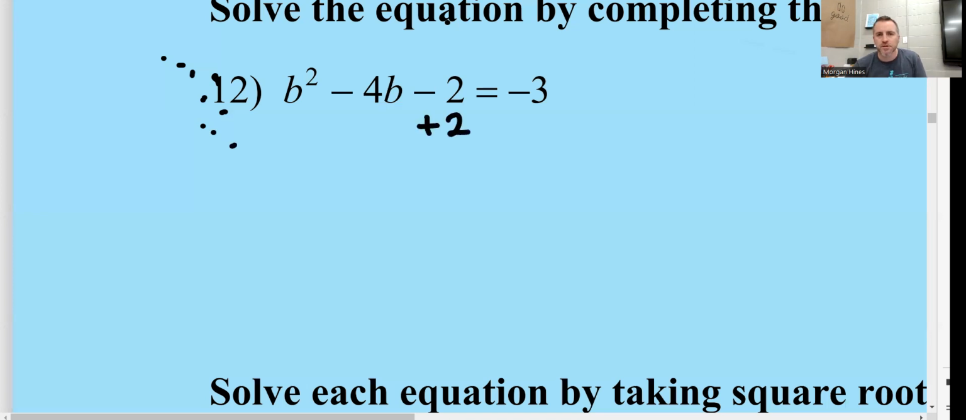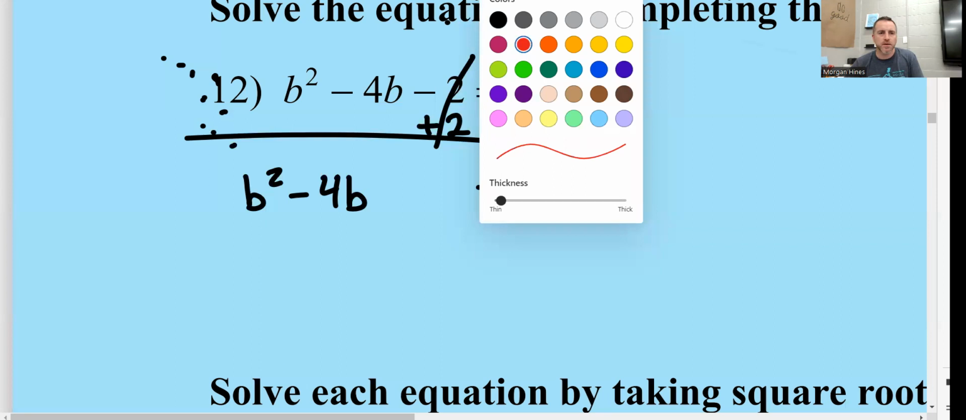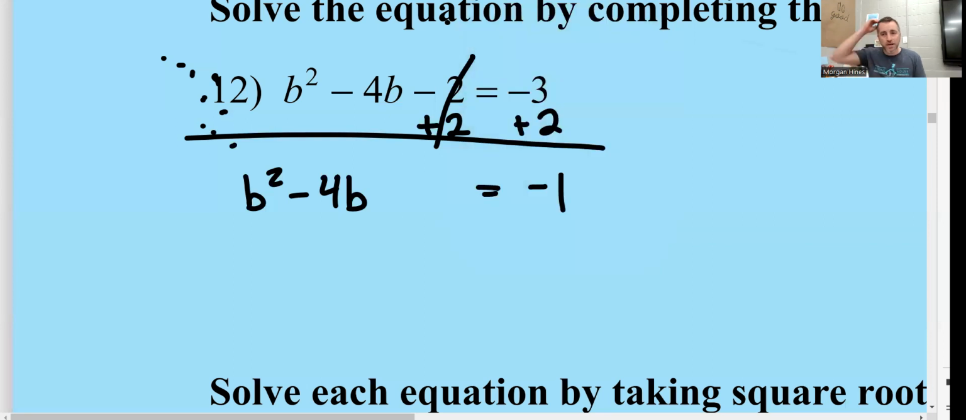If there's a constant term, you just add it to the other side. Okay. And you're going to leave some space there. That's going to be a -1. Why are we leaving space? Basically, it's because now we are factoring, which is kind of weird.